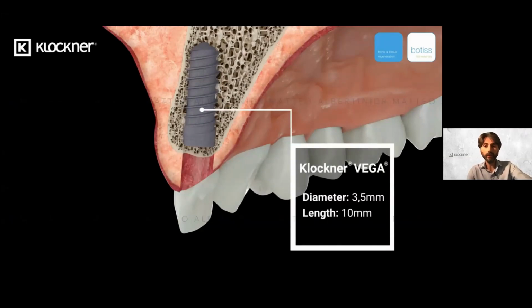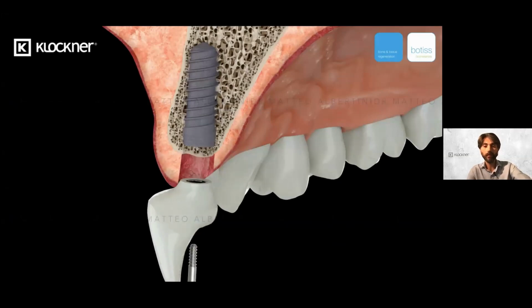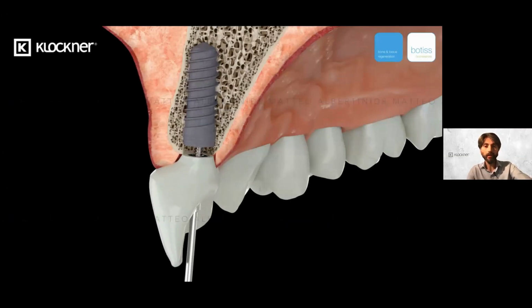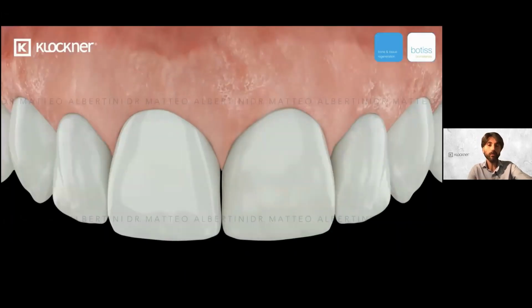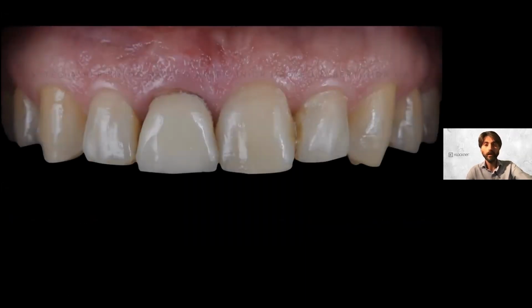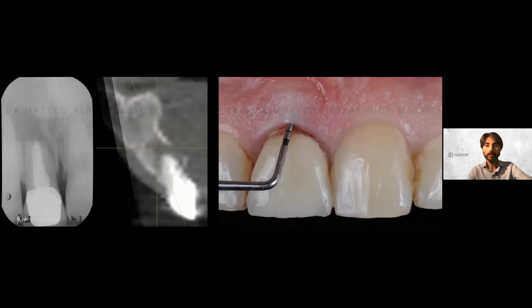Here we're using a Klockner Vega implant. And finally, we can even immediately load the implant or wait for 6 weeks to load the implant. So here we have the same clinical case. This is the 1.1 with the loss of the buccal bone.